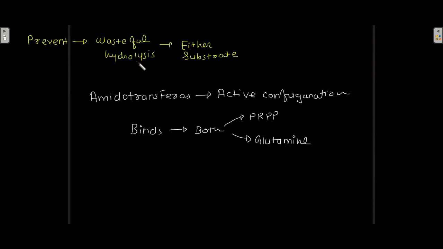Now, to prevent wasteful hydrolysis of either substrate, that is PRPP and glutamine, this enzyme amidotransferase shows its active configuration only when it binds both substrates, PRPP and glutamine. So only when amidotransferase binds both substrates does it show its activity, and this mechanism prevents the wasteful hydrolysis of either substrate.